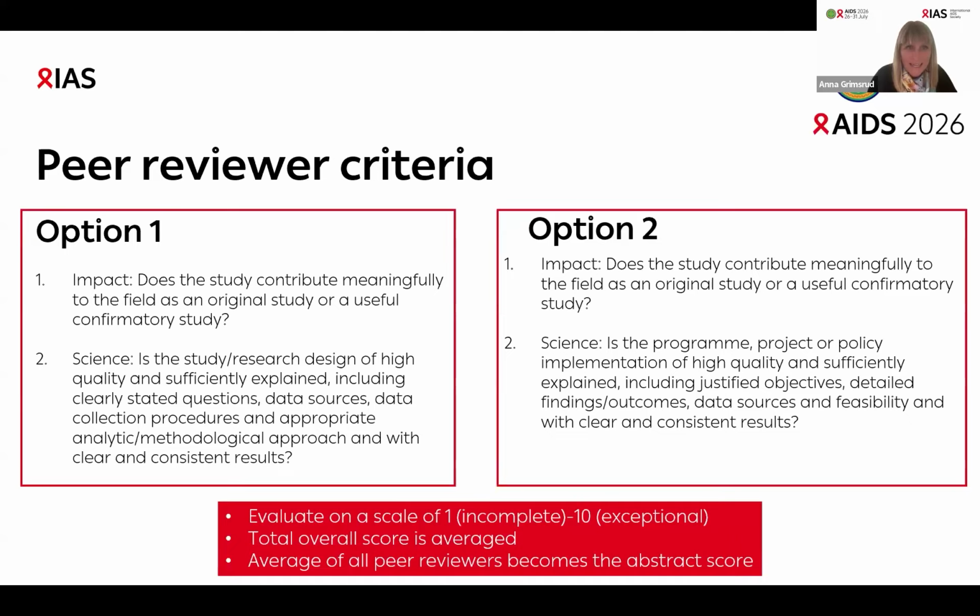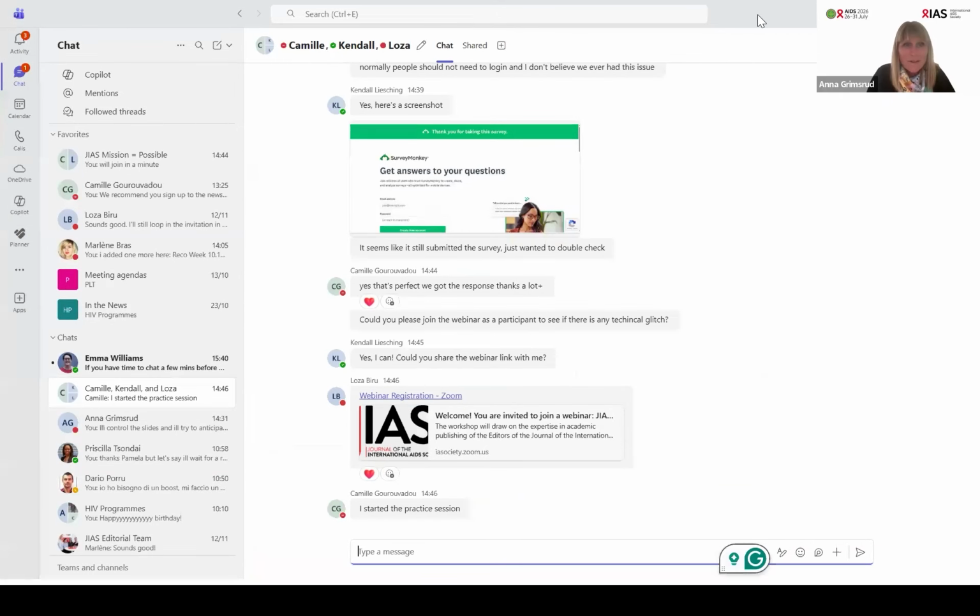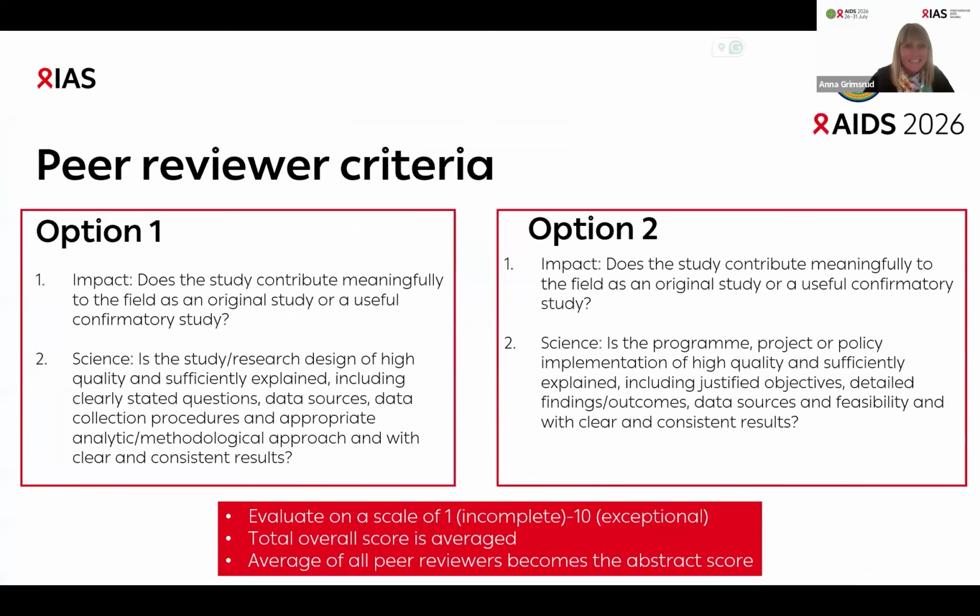For AIDS 2026, on the next slide, if you do option 1, and by option 1 I mean the more traditional abstract of intro, methods, results, conclusion, the peer reviewers are asked the following 2 questions. The first on impact, and the second on the quality of the science. So on impact, they're going to ask whether or not the study meaningfully contributes. And on science, they're going to be looking at the quality and the sufficiency of the details provided within your abstract. And based on those 2 criteria, they're going to give your abstract a score of 1, which would be incomplete, through to 10, which would be exceptional. We then average those scores across the reviewers, and that becomes your abstract score.